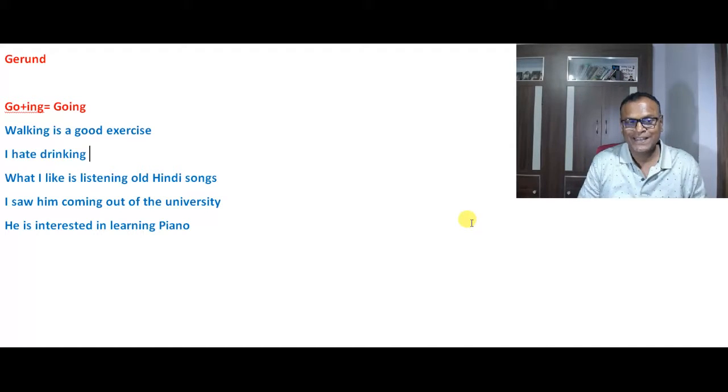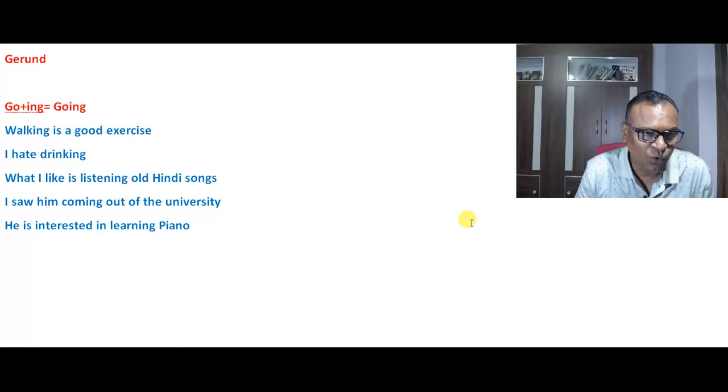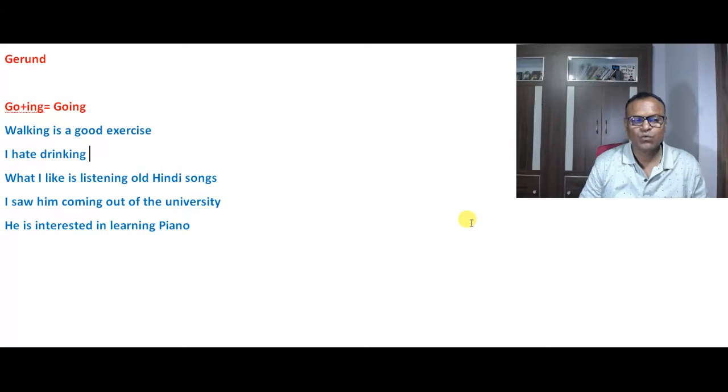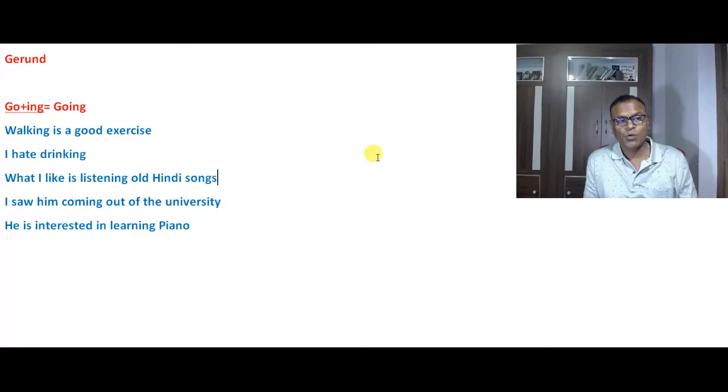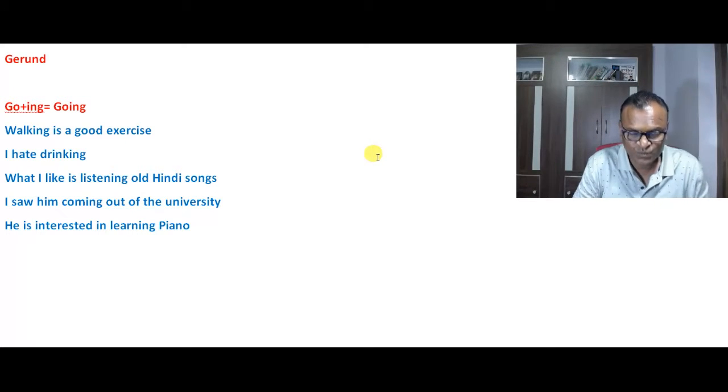Now let's go to that third sentence. What I like is listening old Hindi songs. So what I like is listening, means here it is subject complement. What I like is listening old Hindi songs. Next, I saw him coming out of the university. So this is I saw him coming. This is object complement. Okay.